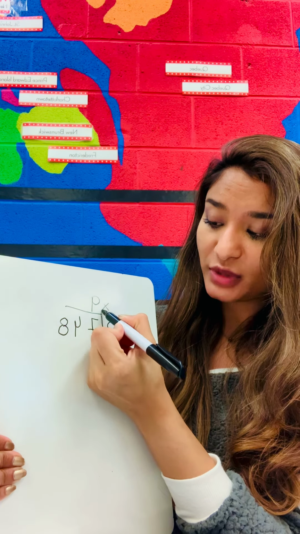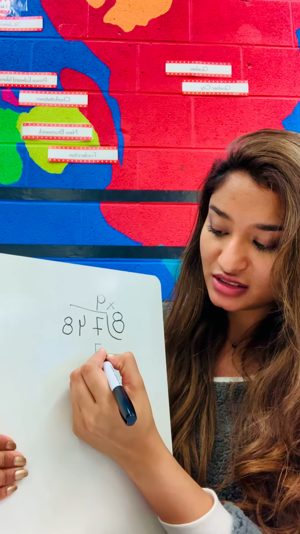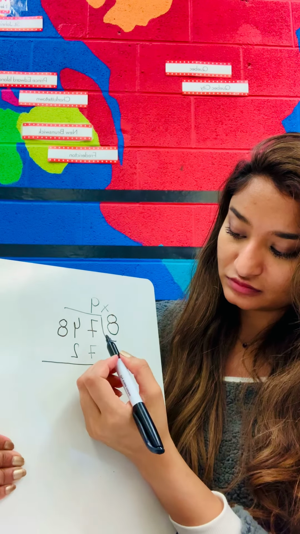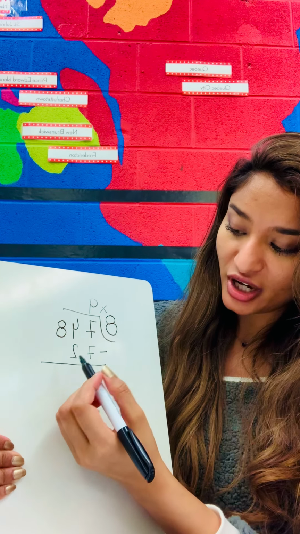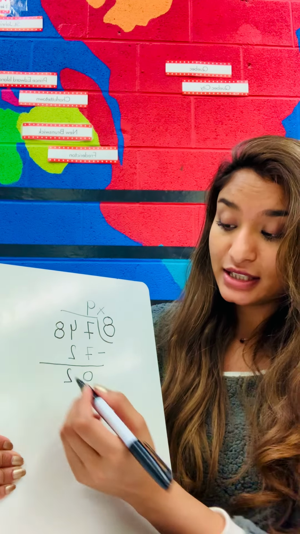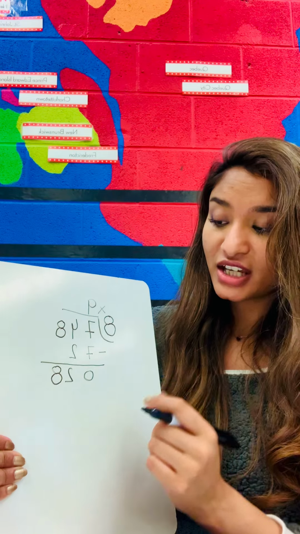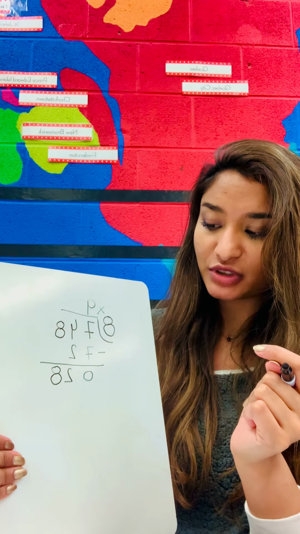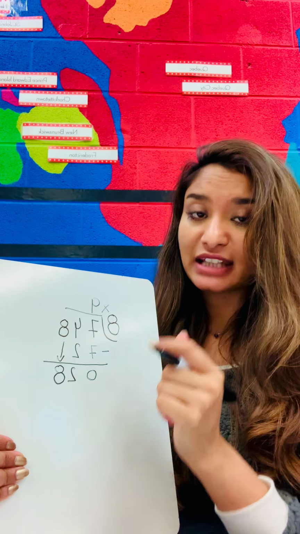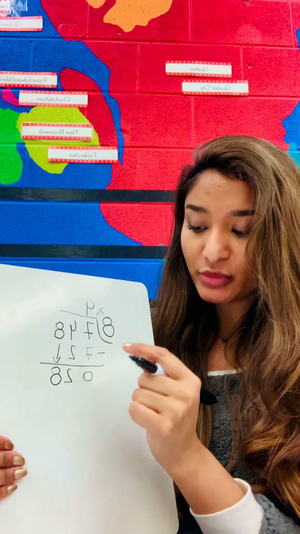Then I have to go back and multiply. 8 times 9 gives me 72. Then I subtract, left with 0 here, and I'm left with 2 here, right? Then I bring my 8 down. I'm going to put an arrow so we know we brought it down. Now I need to go back to my 8 times table.